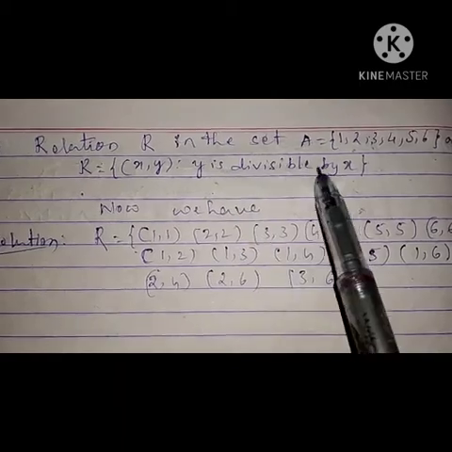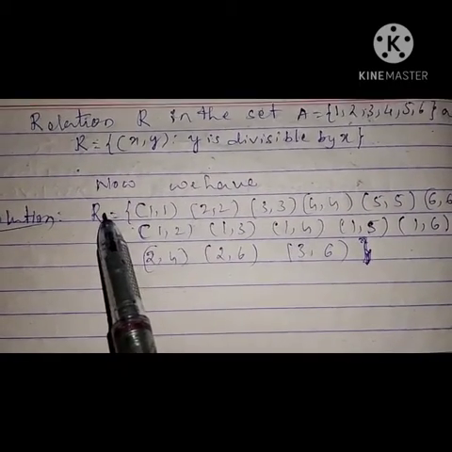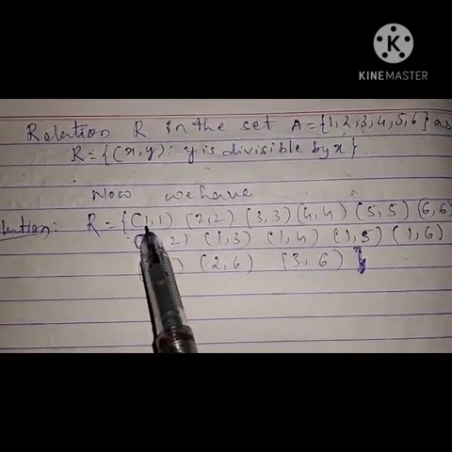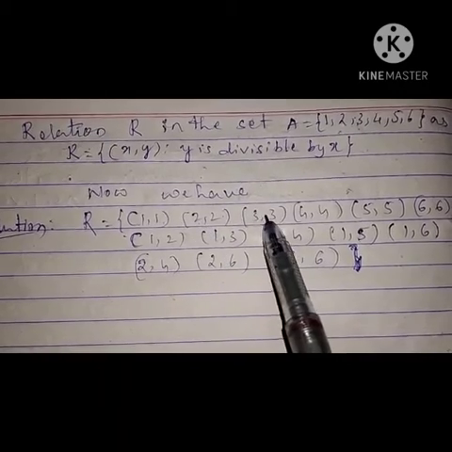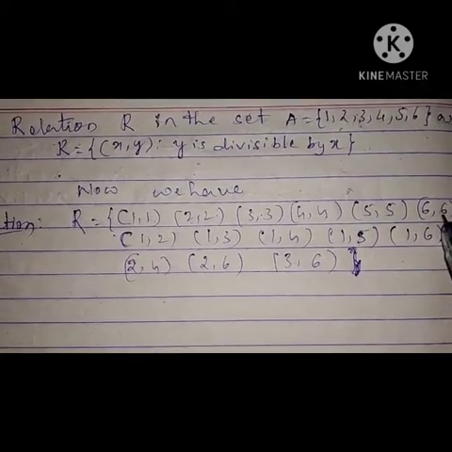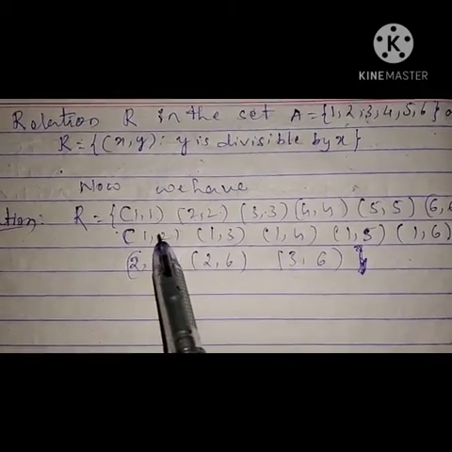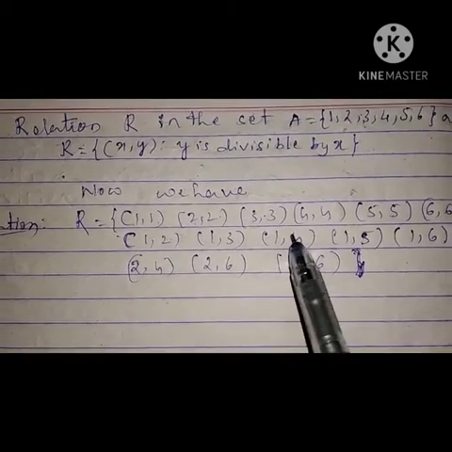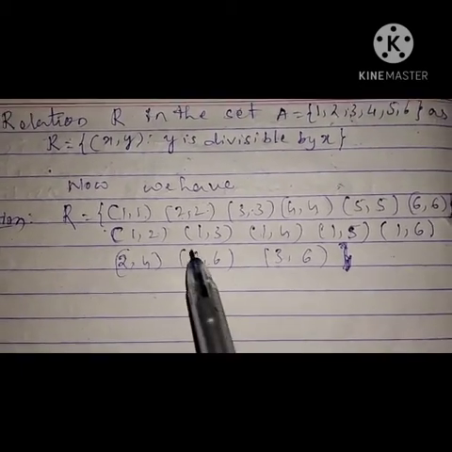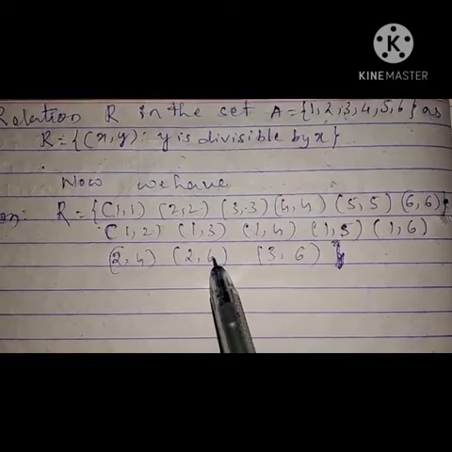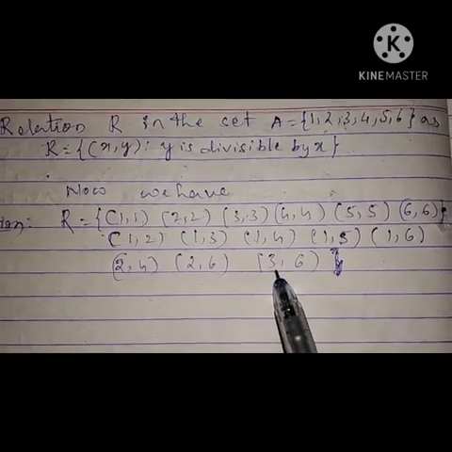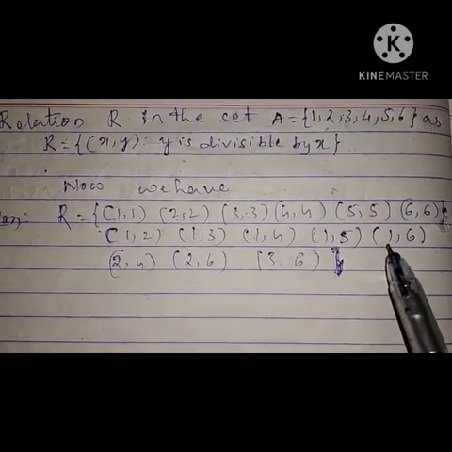By this relation we find the set of possible ordered pairs. Those are: 1 is divisible by 1, 2 is divisible by 2, 3 by 3, 4 by 4, 5 by 5, 6 by 6. 2 is divisible by 1, 3 is divisible by 1, 4 by 1, 5 by 1, 6 by 1. Then 4 is divisible by 2, 6 is divisible by 2, 6 is divisible by 3. So these are the possible ordered pairs.